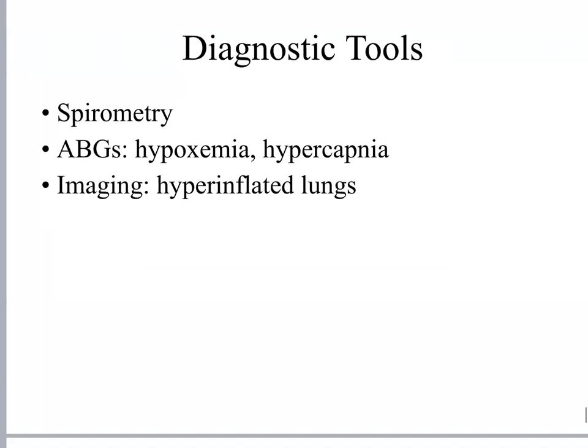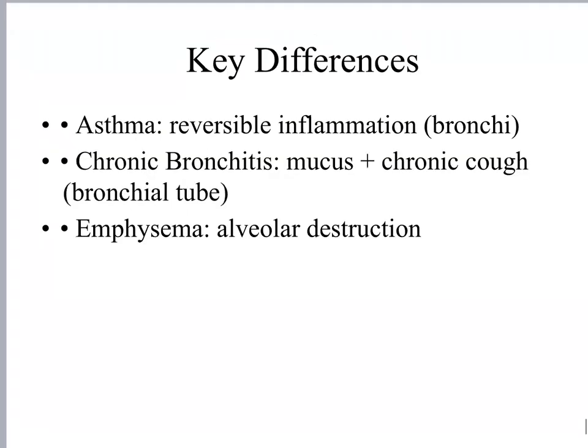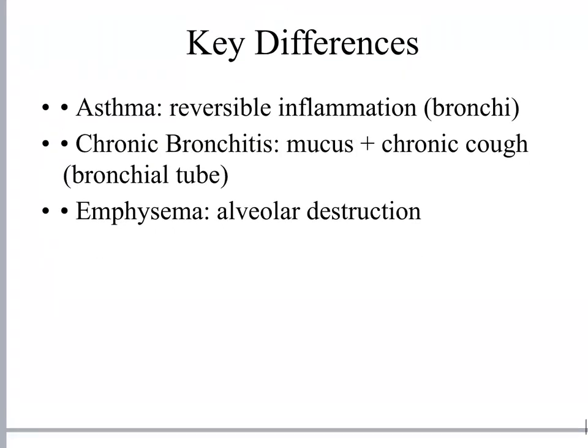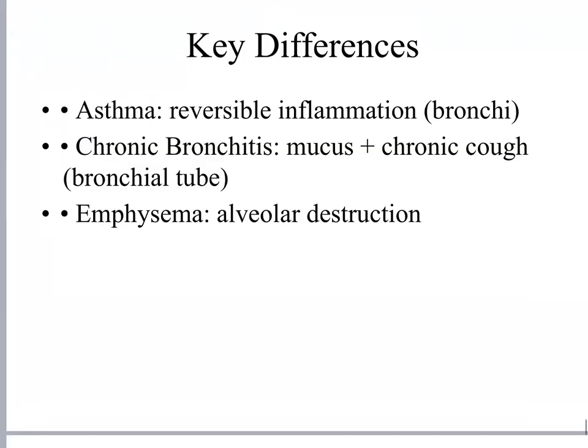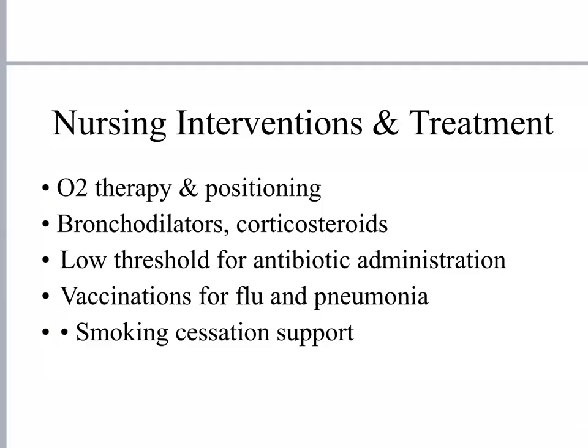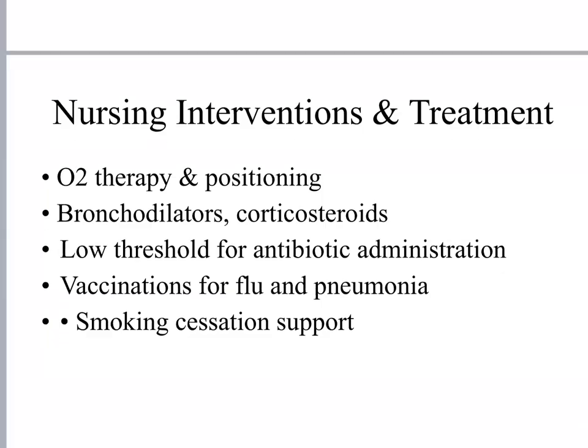Sorry, I forgot to say that when we were talking about asthma. So the key difference is asthma is reversible inflammation, affects the bronchi. Chronic bronchitis is mucus and chronic cough, happens in the bronchial tube. Emphysema is alveolar destruction. So, treatment for emphysema, I want to go back to that for a minute.